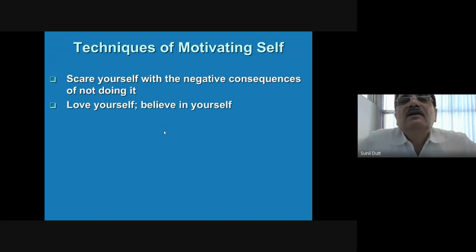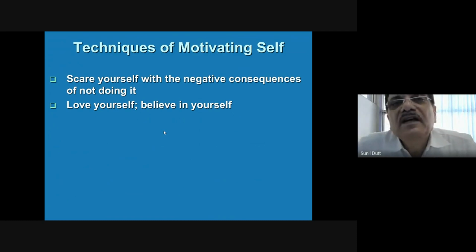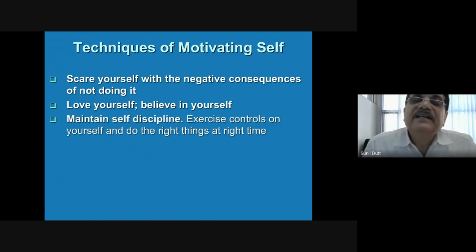You see, you can love and respect others only if you love and respect yourself and have faith in your own capability. Yes, try to do this. You see, SWOT analysis of yourself. What are your strengths? What are your weaknesses? For overcoming those weaknesses, from where can I learn, from where can I get information? Maintain self discipline.